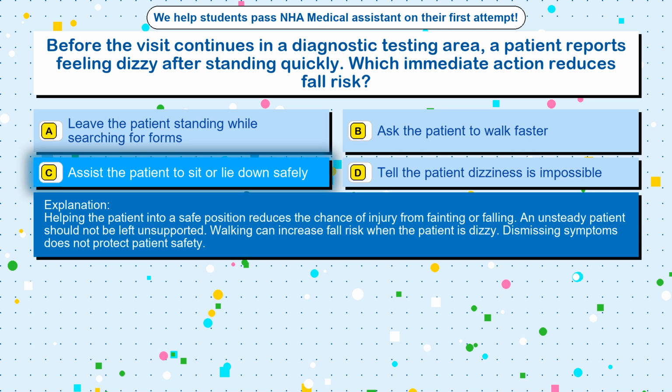Helping the patient into a safe position reduces the chance of injury from fainting or falling. An unsteady patient should not be left unsupported. Walking can increase fall risk when the patient is dizzy. Dismissing symptoms does not protect patient safety.